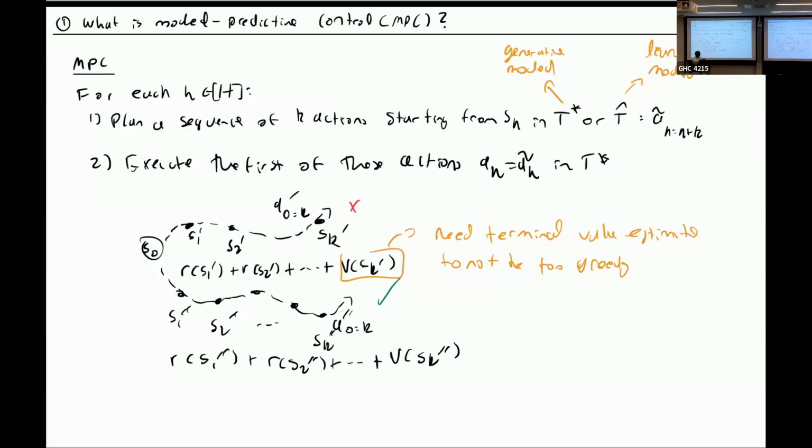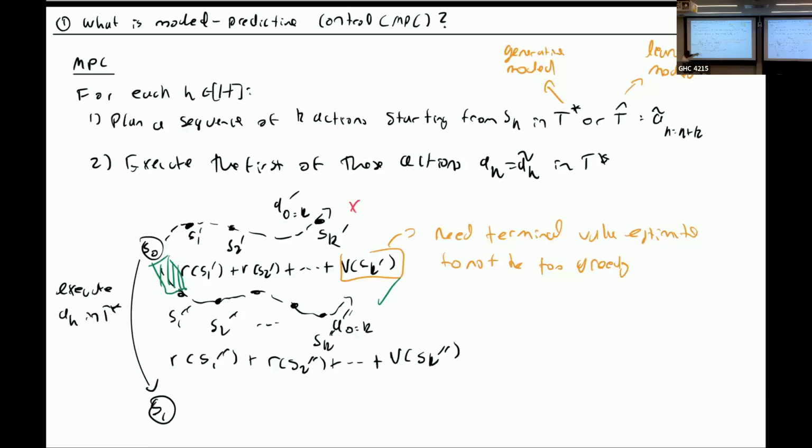Okay, so let's say we think that this plan seems like a better one. So then what we do in MPC is we say, okay, I'm going to execute just the first of these actions. And you can think about doing this in the real world to get some S1 prime, or S1, I should say. We're going to say execute this AH in T star. Okay, so we chose this path.